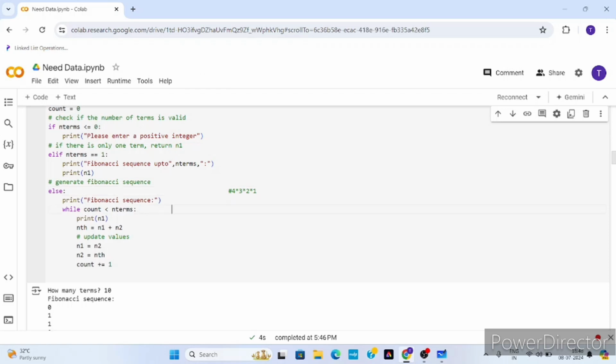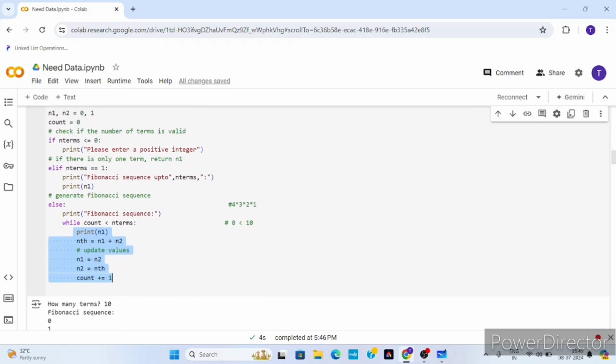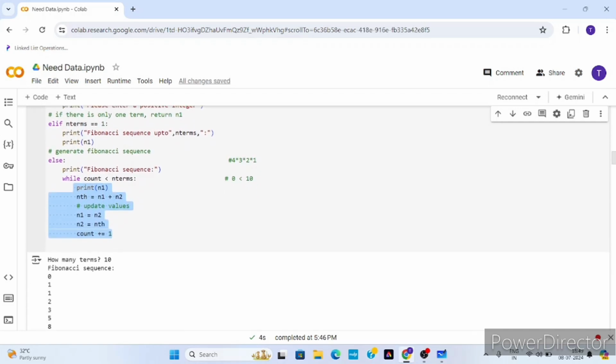Now the count is 0, right? So in the first iteration the count value will be 0, which is less than our n terms, 10, right? Because we provided 10 here. So is this true? 0 is less than 10. So if the condition is true, it moves into this part and just prints n1. The n1 value is 0, so n1 will get printed.